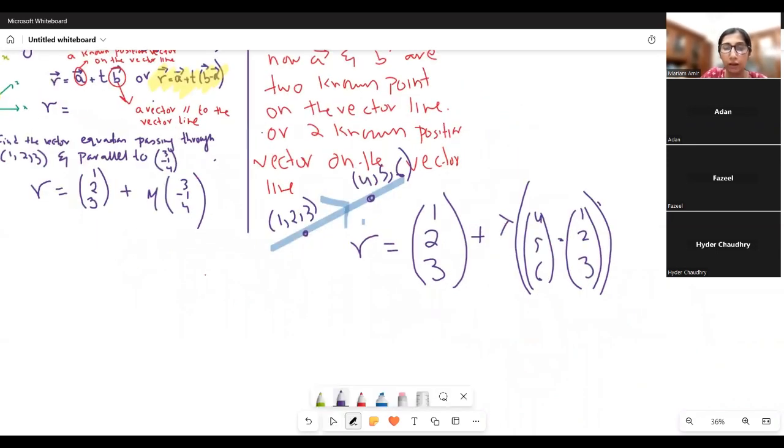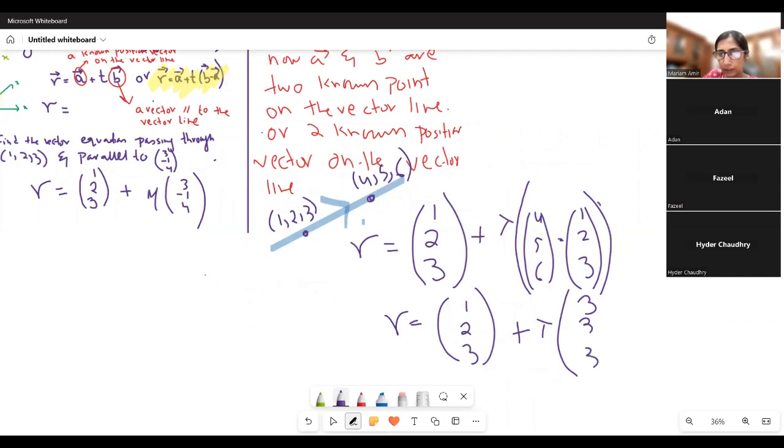So that would be R equals 1, 2, 3 plus lambda times 3, sorry, 5. No, subtract here, sorry. 3, 3, and 3. Okay, so this is the vector equation. Had you taken B first, then you would write B first and then subtract A. It depends which point you're taking first. With lambda, the second point comes first, then minus the first.